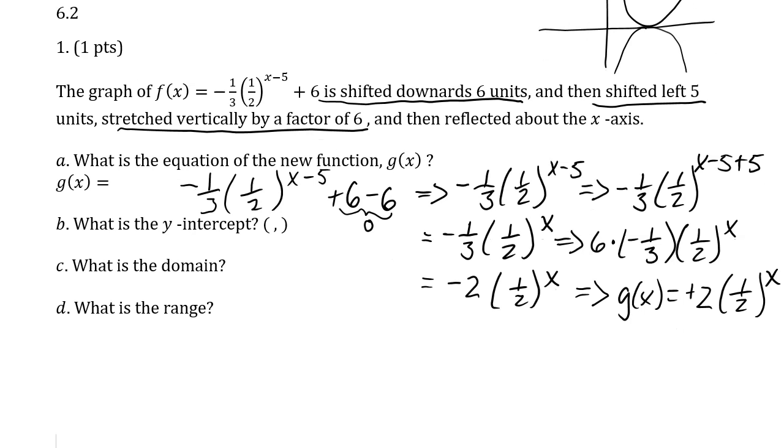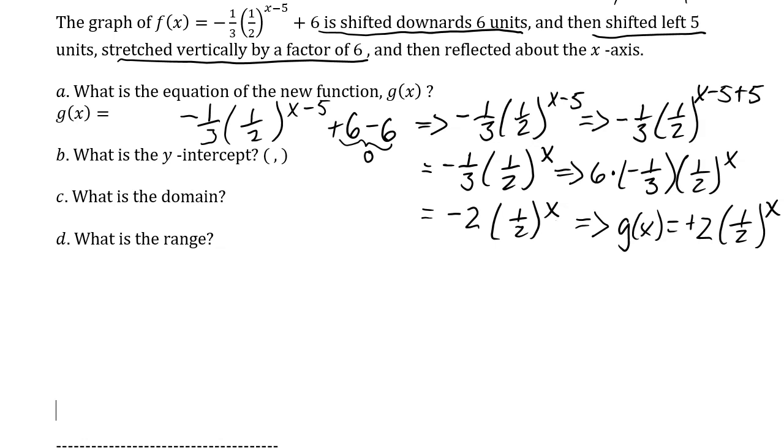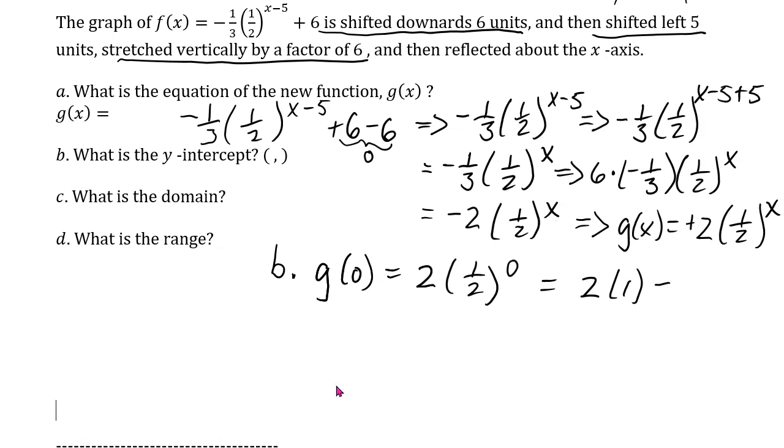Now, if we're looking at this new function, the next question is, what is the y-intercept of the new function? Well, a y-intercept occurs when x is equal to 0. So to find that, I'm going to take part B, and I'm going to compute g of 0. That means I have 2 times the quantity 1/2 raised to the 0 power, which gives me, when I do the exponential first, anything to the 0 power except 0, which can't be raised to the 0 power, will give me the number 1. So this gives me 2 times 1, which is 2. So my answer to part B is 2.